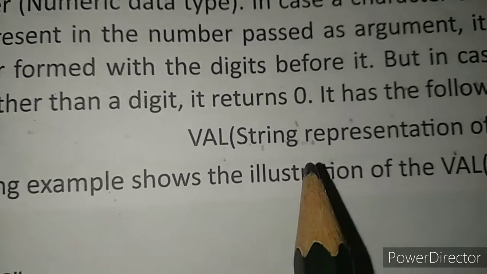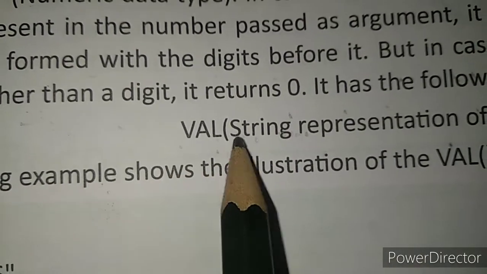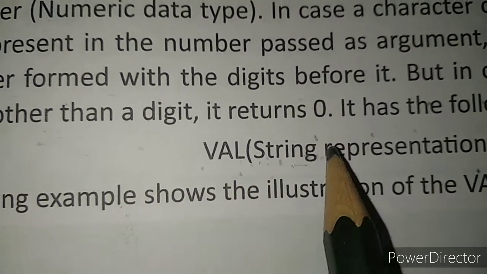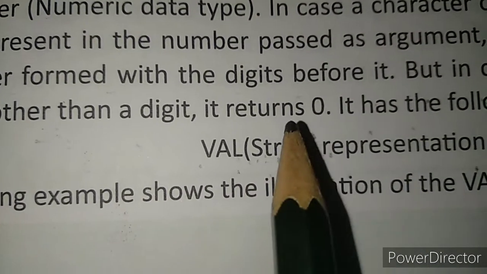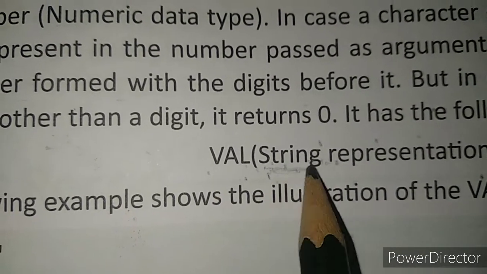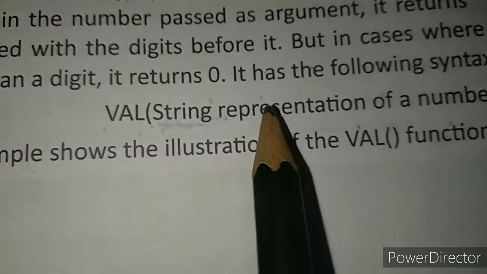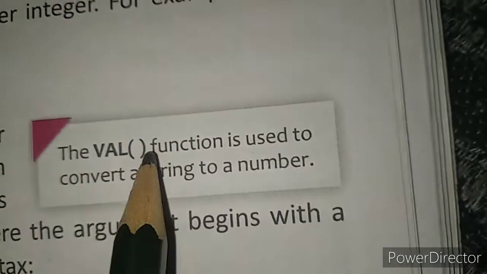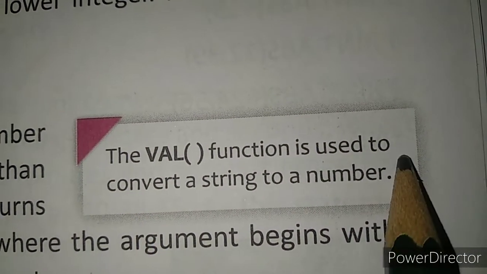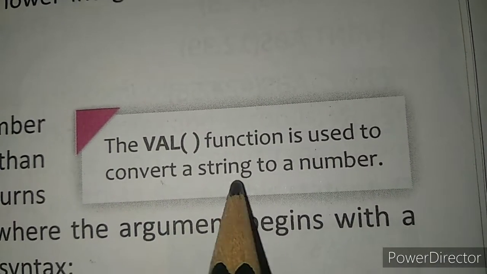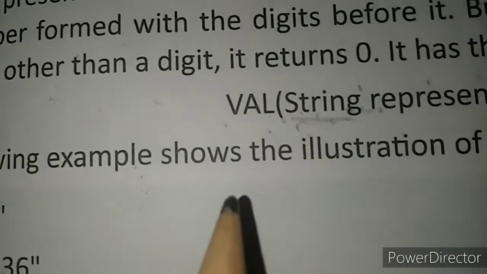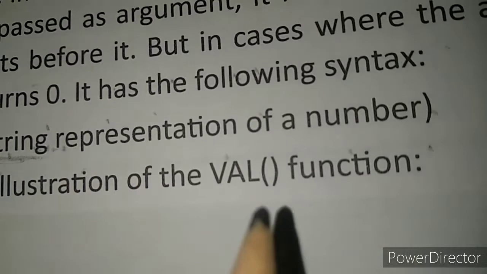Let us see. If the string starts with a character, then nothing will be displayed. It will display 0, right? Clear? And all the other things will be removed. So let us see how it works. Here you can see the val function is used to convert a string to a number. Now let us see the following example, which shows the illustration of the val function.